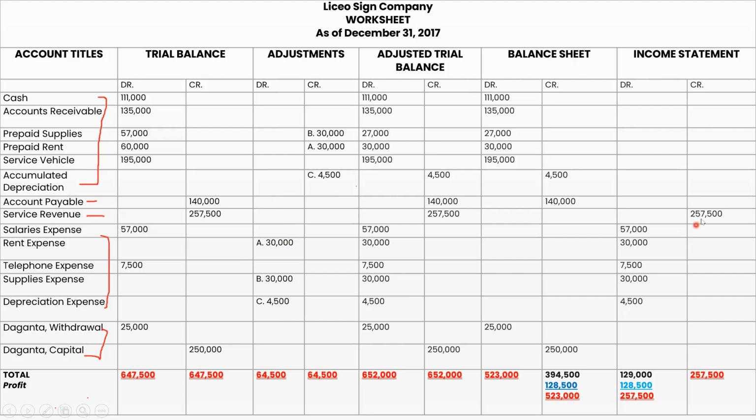So here you have your revenue, 257,000. You have your expenses, which is a total of 129,000. May difference sila, di ba? Anong difference nila? 128,500. Is it the same with the profit na reflected sa balance sheet? Yes. Dapat same sila. Okay? Kasi same talaga sila dapat. Okay? Yung difference ng 128 tsaka 128,500 din sa income statement.